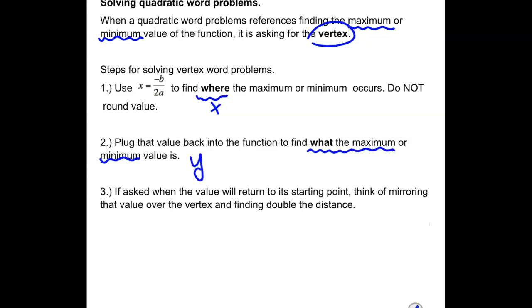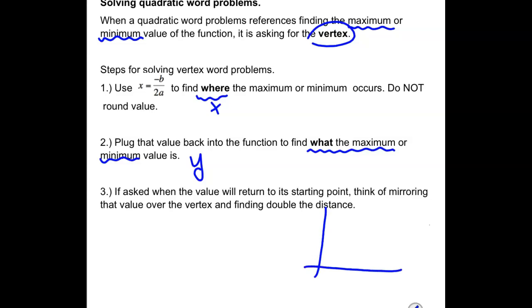Okay, so we use the x equals negative b over 2a to find x, which is typically where the maximum occurs, and then we're going to plug that value in and find the y, which tells us what the actual maximum is. If we're asked when the value will return to its starting point, think of mirroring that value over the vertex and finding double the distance.